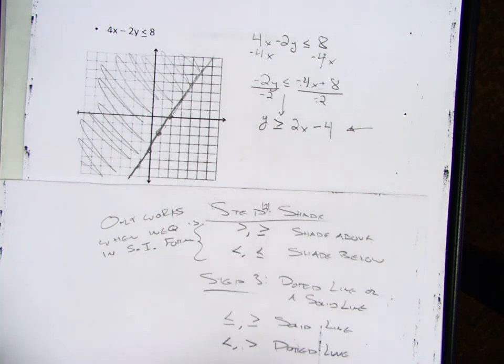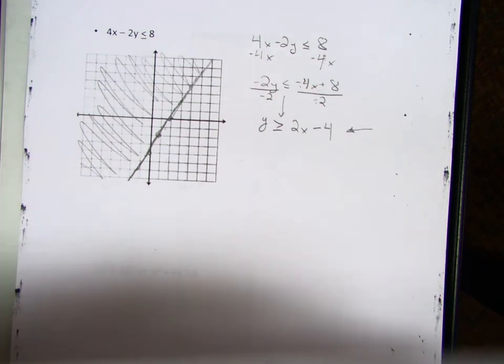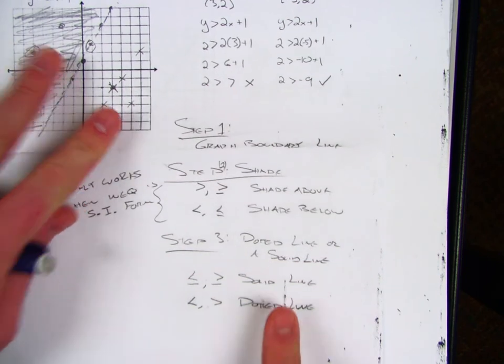So there are 3 examples. Make sure that your inequalities are in slope-intercept form, and if you remember these 3 steps that I've outlined right here, you should be good to go.